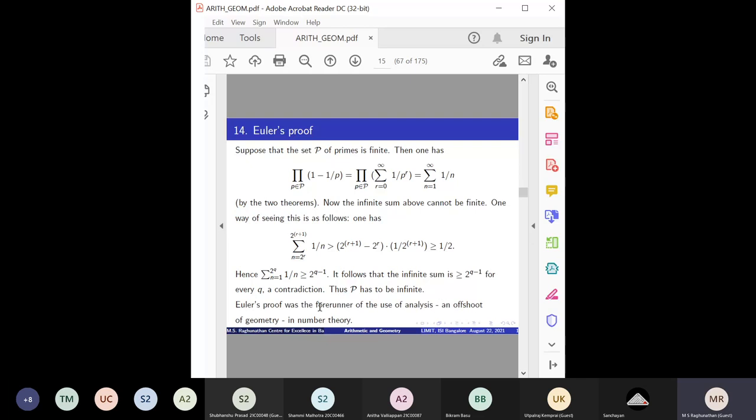Euler's proof was a forerunner of the use of analysis, which is an offshoot of geometry, in number theory. The theme of this lecture is essentially that geometry and number theory, contrary to what happened in the first 2000 years after they came into existence, are closely connected. And Euler's proof is an example where geometry provided the proof of a theorem in number theory, the infinitude of primes. Analysis is an offshoot of geometry.